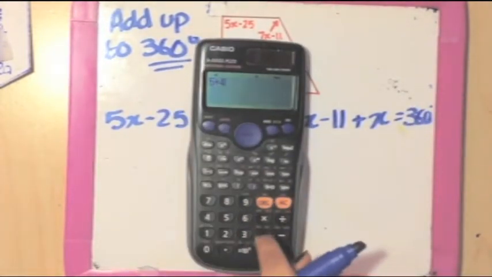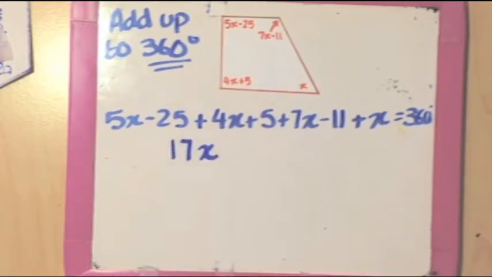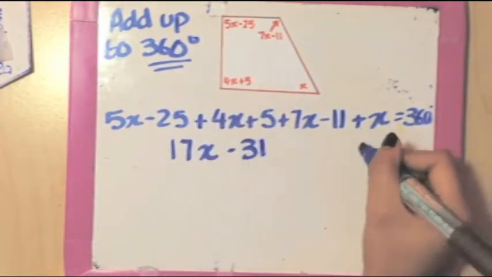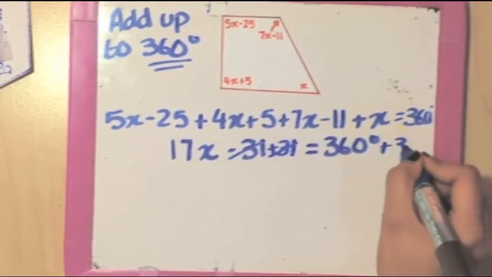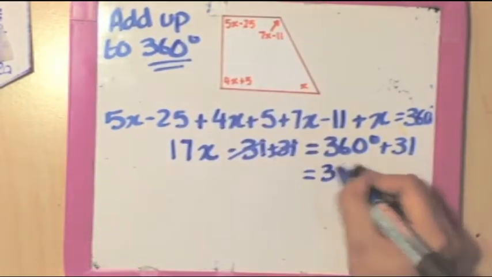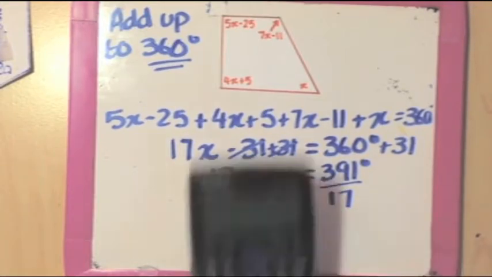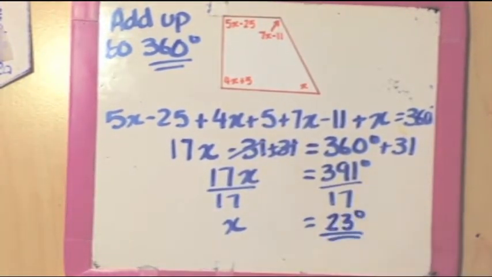First, we add up all the x's, which equals 17. We can then add up the rest of the whole numbers, which is negative 31. To make it easier, we can move the negative 31 to the other side and add it to the 360, adding up to 391 degrees. In order to determine x, we need to divide both sides by 17, and 391 divided by 17 equals 23 degrees. This means that x is 23 degrees.